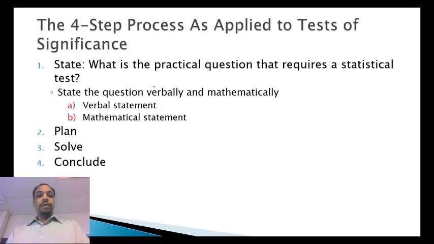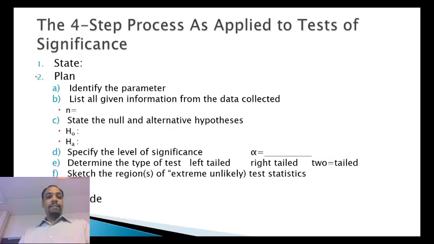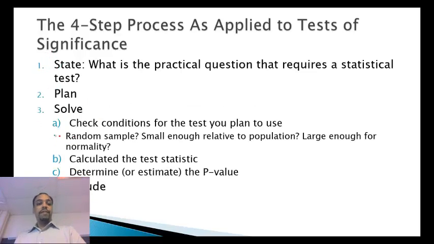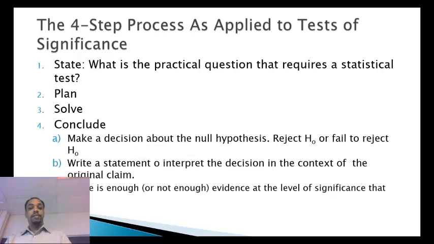Okay, so then let's go through it. What is the practical question that requires a test? That's the first part. Second part is the plan: the parameter, the background information, the null hypothesis, the alternative, significance level, and so forth. So we did state, plan. Then when you solve it, what kind of conditions are in place? Find the test statistic and the p-value. And then the conclusion is we're going to reject or fail to reject, and then try to explain it in a practical kind of way.